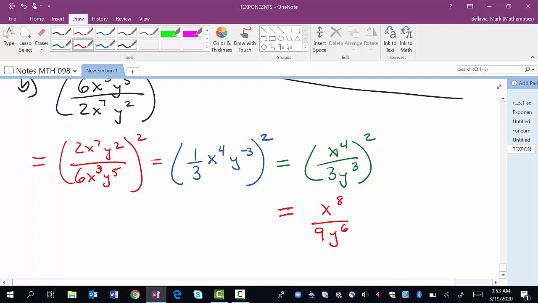And again, you know you're done. You only have positive exponents. You have one of each variable showing, and you have your coefficients simplified completely.